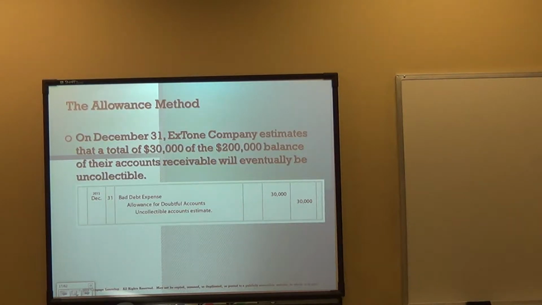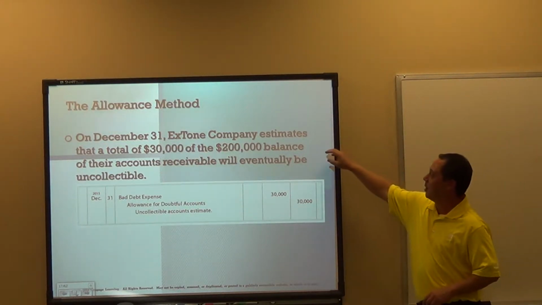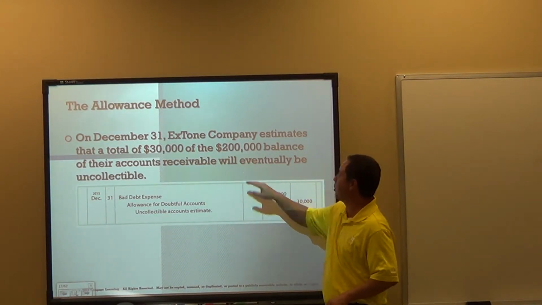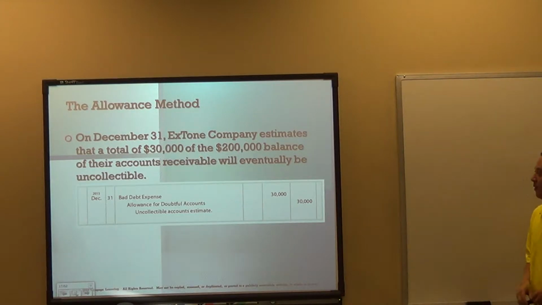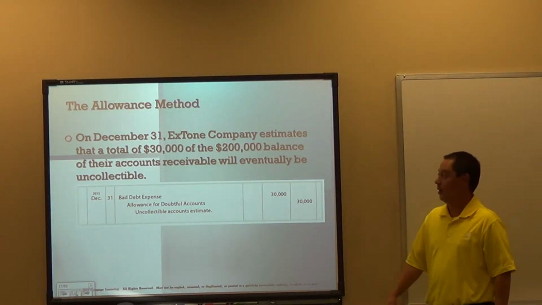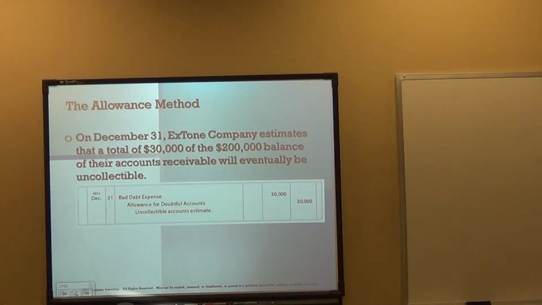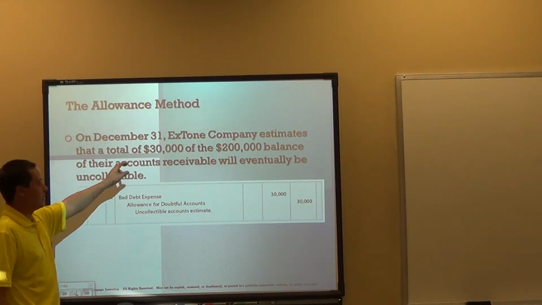This is brand new. All right, the allowance method. We estimate that a total of 30,000 of the 200,000 balance for accounts receivable will be uncollectible. That is a large amount, and really, as a company, I'd be very concerned that I'm not looking at who I'm giving credit to. That's a high percentage. The 30,000 against 10 million is not that much in comparison, but we're talking about just 200,000.